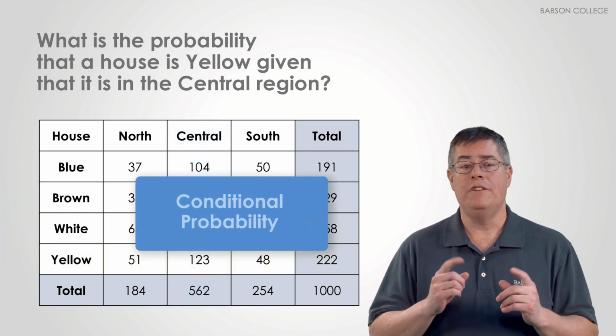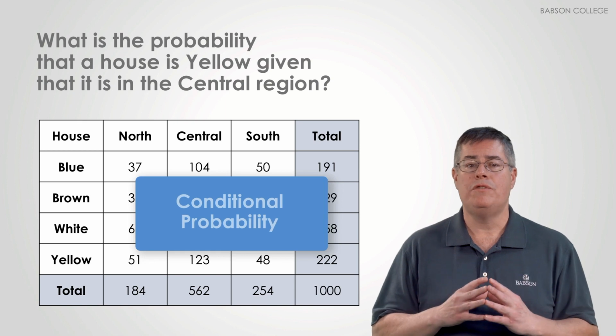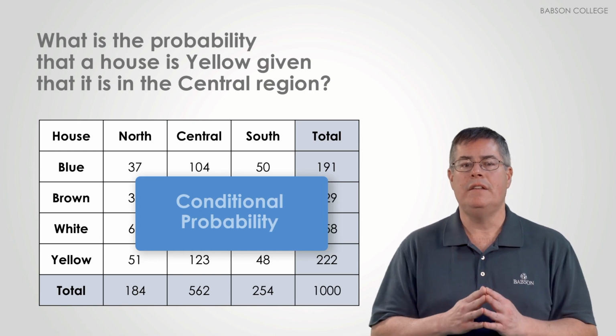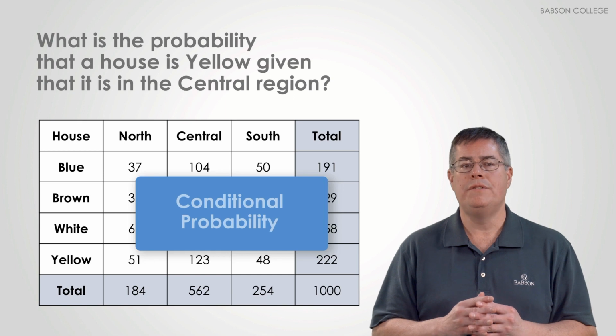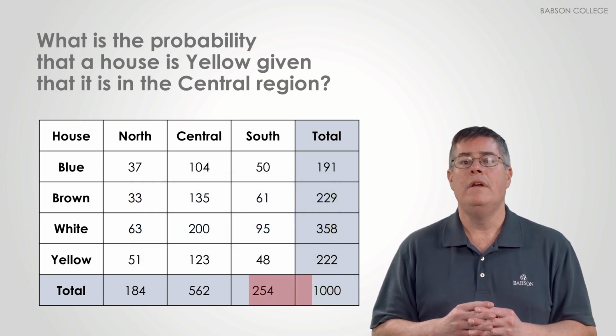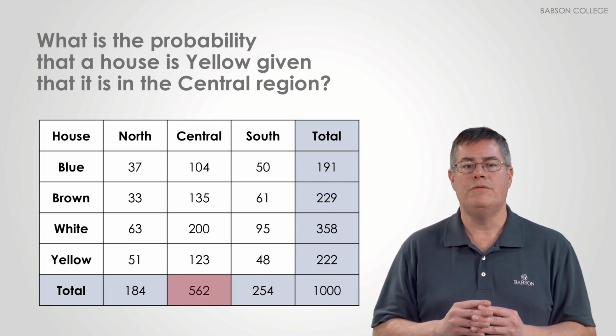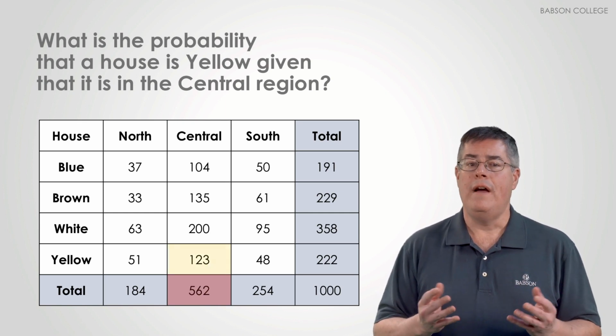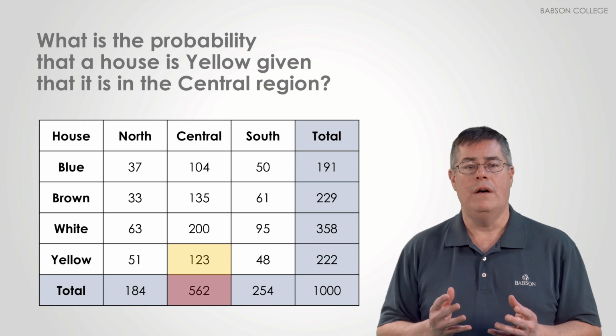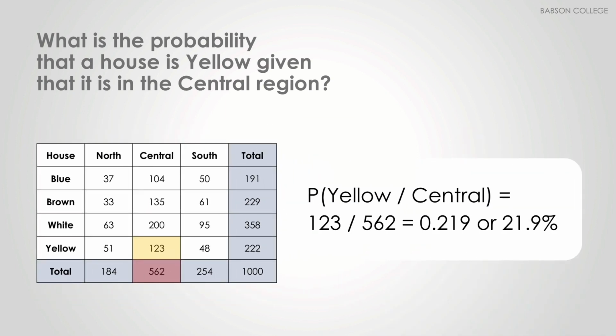This is called a conditional probability, in which we restrict our sample space to the stated given condition, which is only the houses in the central region. This means that the denominator is not 1,000, but only 562. That is the total number of houses in the central region. Now it should be easy. In the column under central, we find that there are 123 yellow houses. Therefore, the probability of yellow given central is 123 divided by 562, or 0.219.